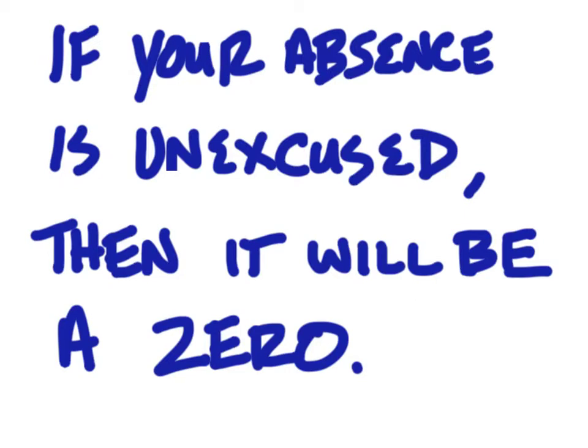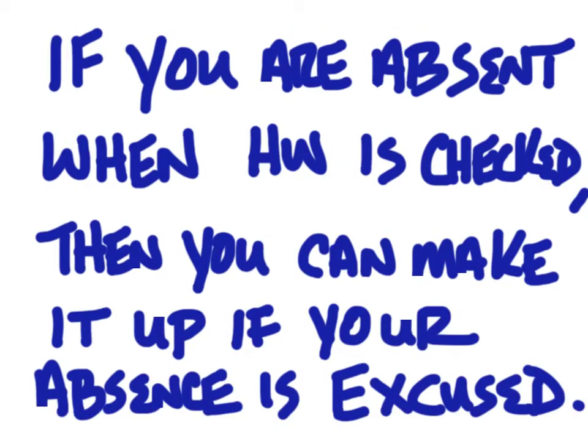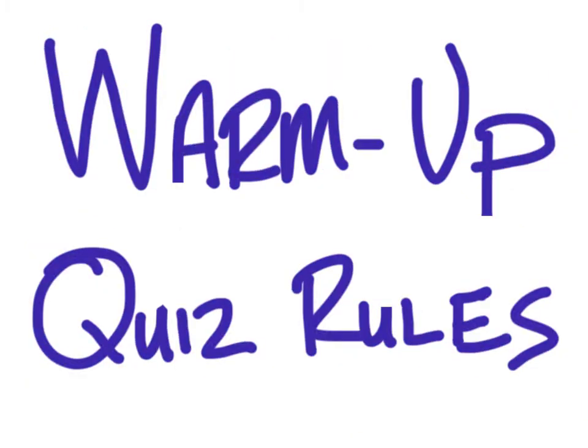If your absence is unexcused when the assignment is assigned, then it's a 0. That's why we have unexcused and excused to begin with. If you're absent when homework is checked, but you had your homework, then you can give it to me when you come back if your absence is excused.